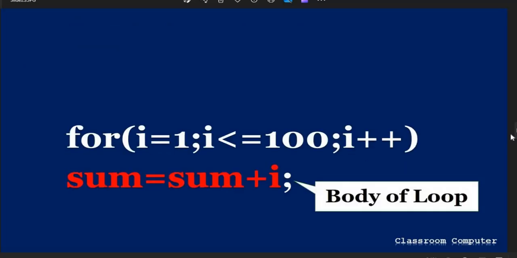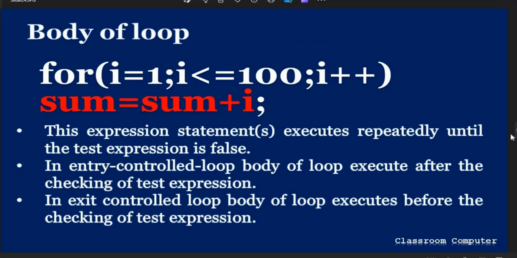Next, the body of the loop. If the body of the loop is just a single line, then you can write just that statement with the semicolon at the end. But if the body of the loop is more than one line, then you have to enclose the whole body of the loop, like the body of a class or method, within curly brackets or second brackets. This expression statement or statements execute repeatedly until the test expression is false.